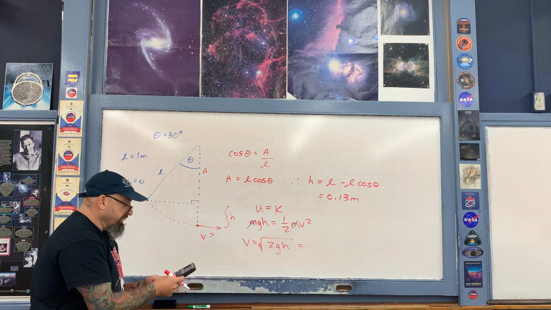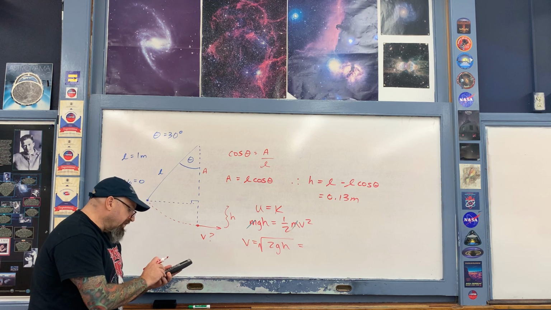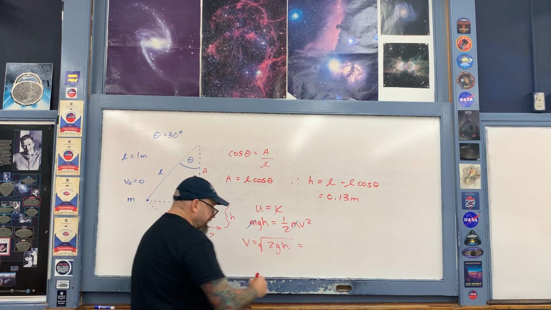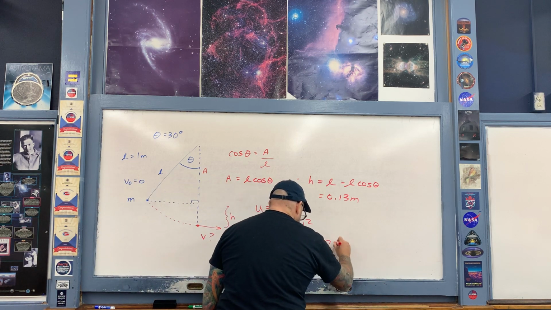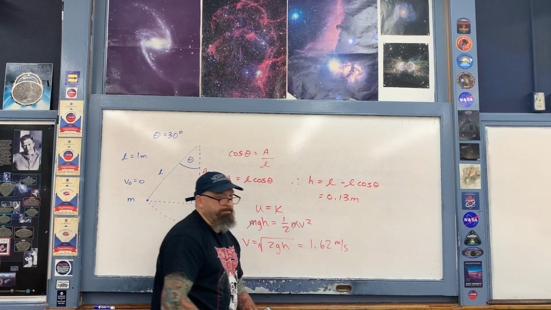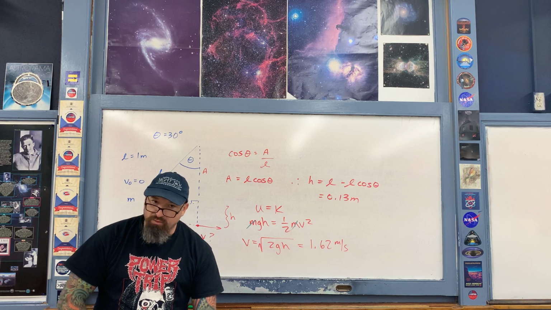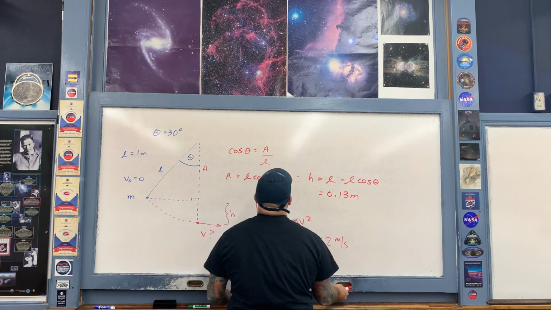Let's find this value. I still have h in my calculator, so times 2 times 9.8, and then take the square root of all of that. Ultimately the speed at the bottom of the swing ends up being 1.62 meters per second. And now in part B of the problem, we basically just do the situation backwards. That looks like this.